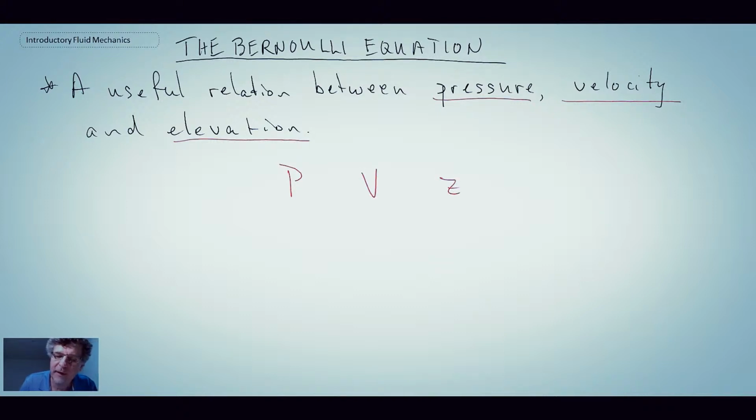And we'll come up with a function for it, but it will then be written in terms of a constant. So we'll have some function of all three of these variables equal to a constant. So that's what we're going to get out of the Bernoulli equation.